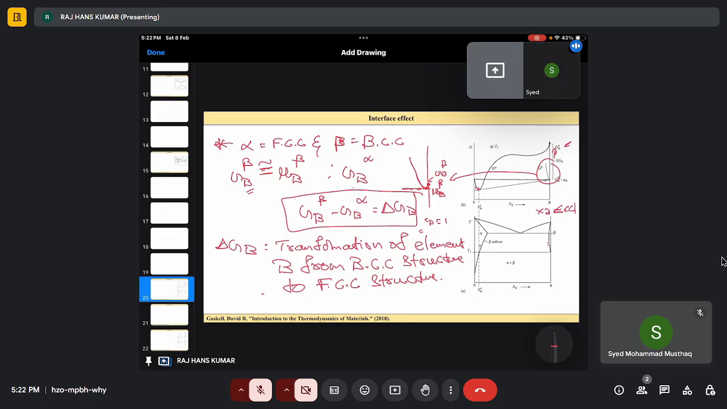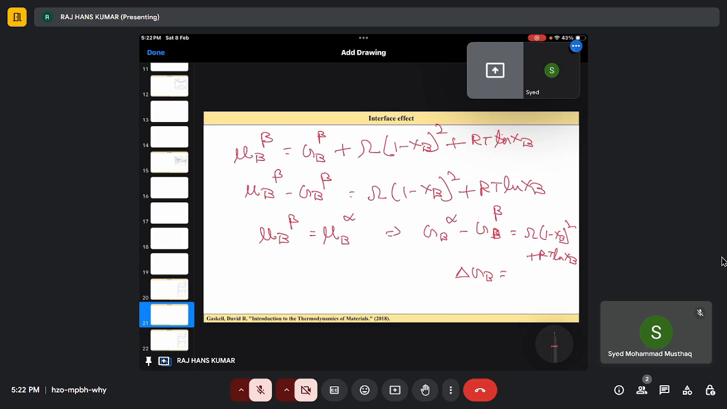Then this term can be safely made to 1, right? So that will be equal to omega plus RT ln xB. Now, xB will be equal to e to the power minus delta GB minus omega by RT.